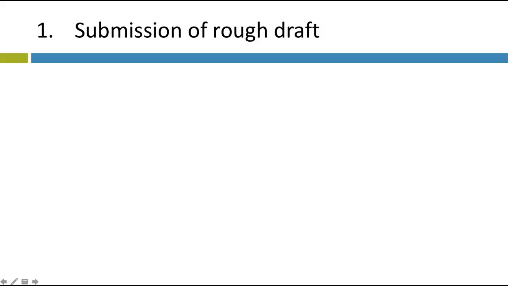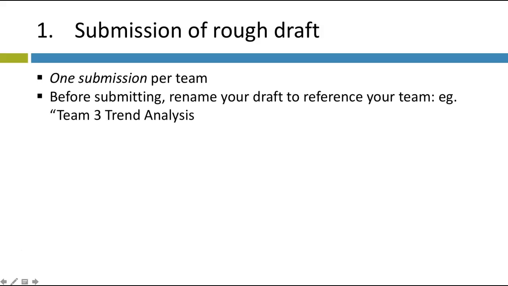So first of all, submission of the rough draft. Key thing to remember is that you're not individually submitting a rough draft, but it's one submission per team. What you should do with your rough draft once you are ready to submit it is to rename the draft in order to reference which team you're on. For instance, if you're on Team 3, call it Team 3 Trend Analysis. If you're on Team 2, Team 2 Trend Analysis.